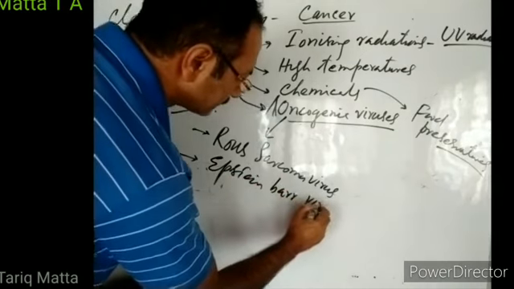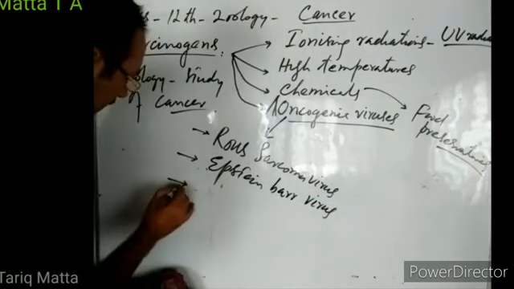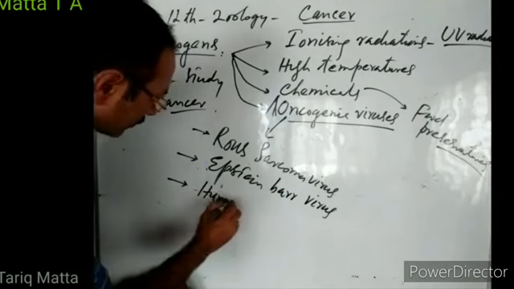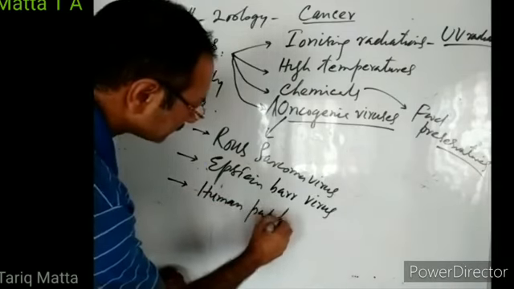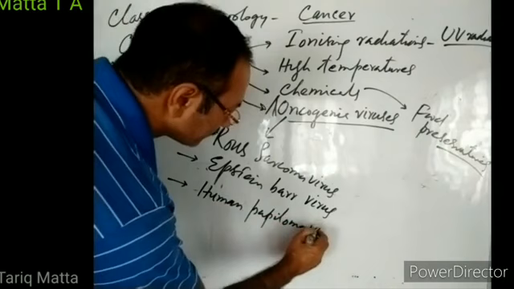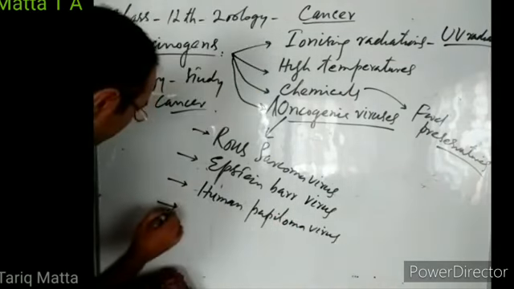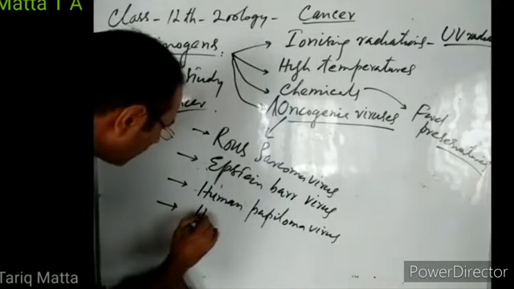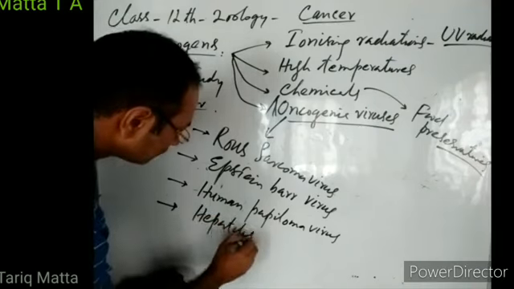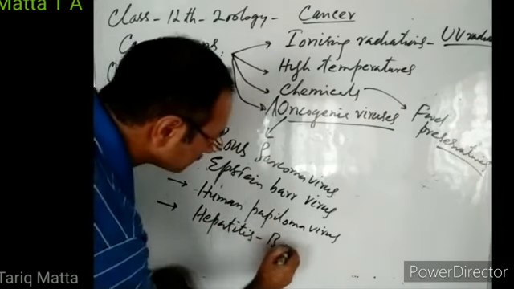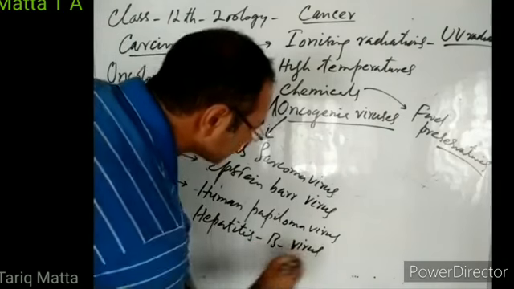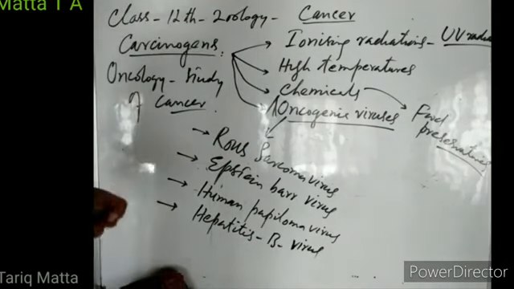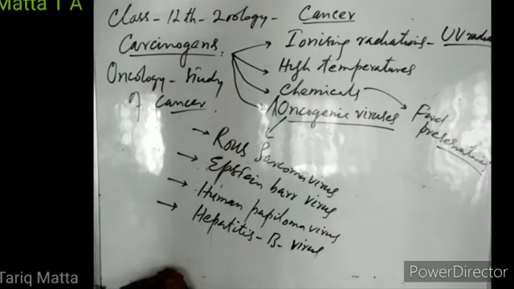Epstein-Barr virus. Or similarly, there is human papilloma virus. Or similarly, there is hepatitis B virus. It causes liver cancers, right? So there are different viruses which are also involved in causing cancers. So all these viruses are known as oncogenic viruses or cancer-causing viruses.